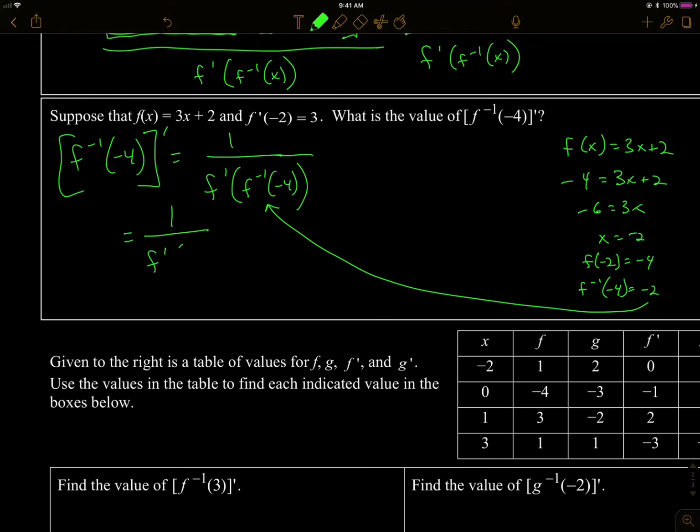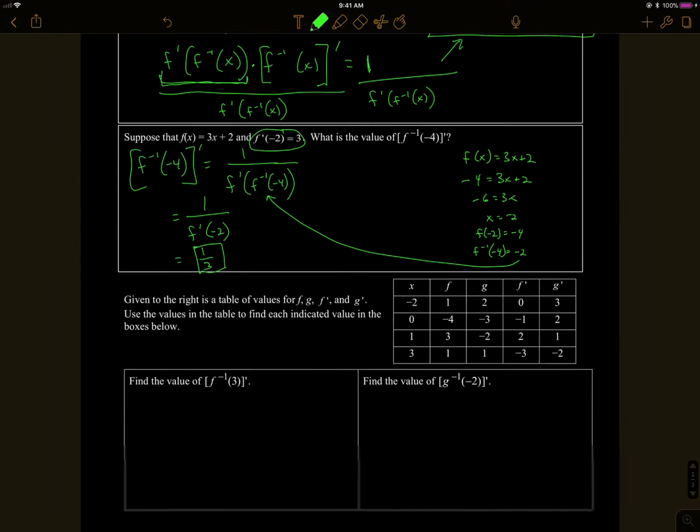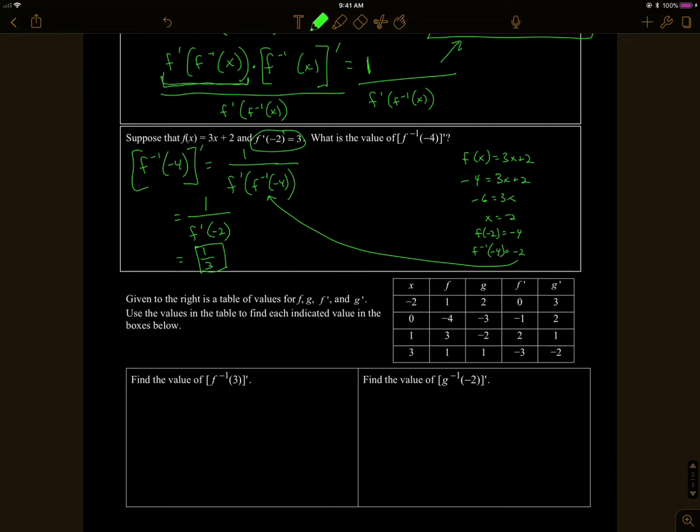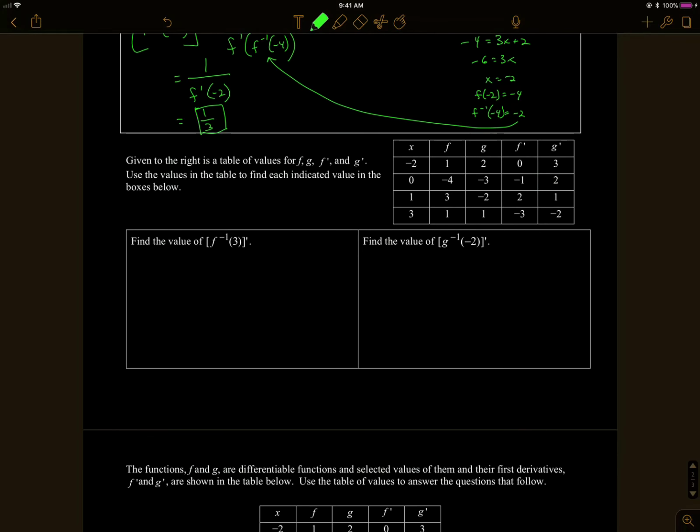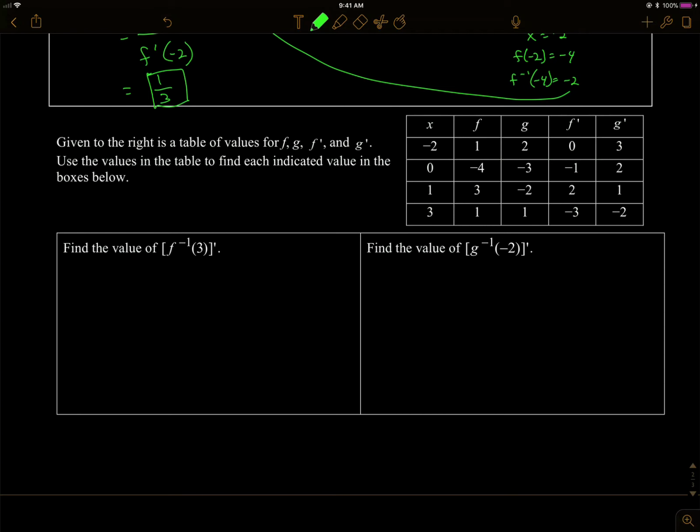Okay, so now I know -2 is equal to f inverse of -4, so I plug that back in, and I get 1 over f prime of -2. So then f prime of -2 is 1/3 because they told me that. I could also take the derivative of f, plug it in if I didn't have that information.